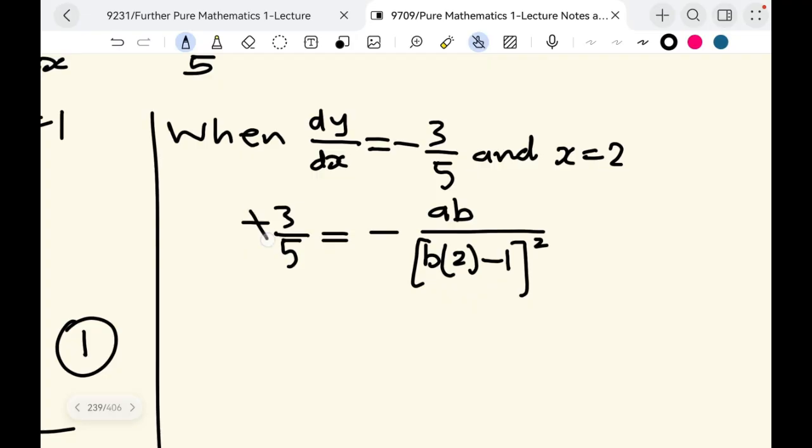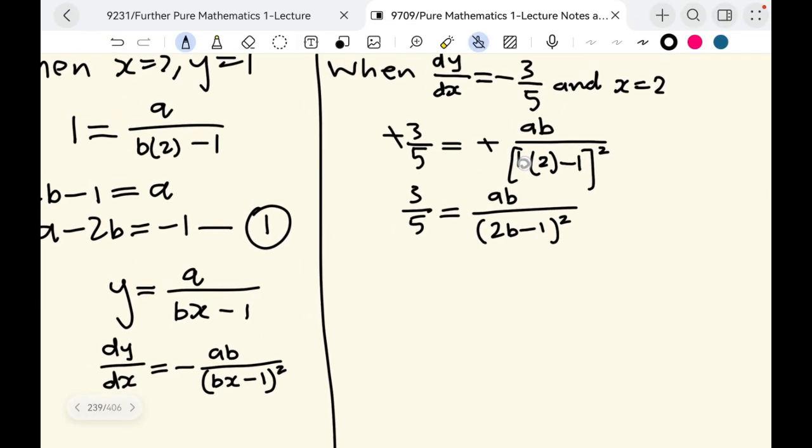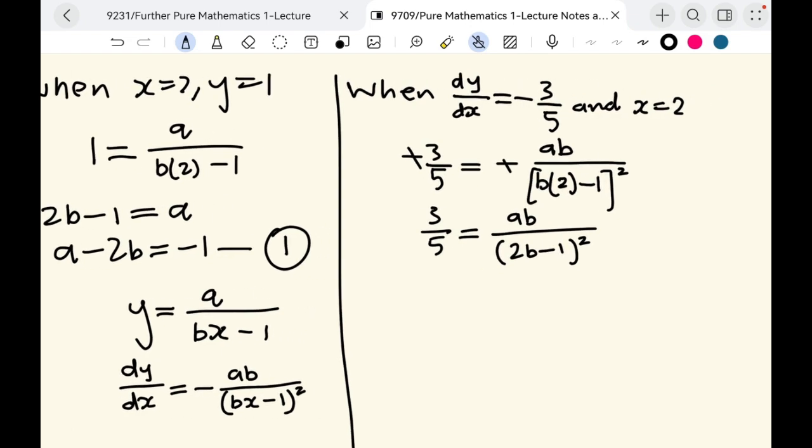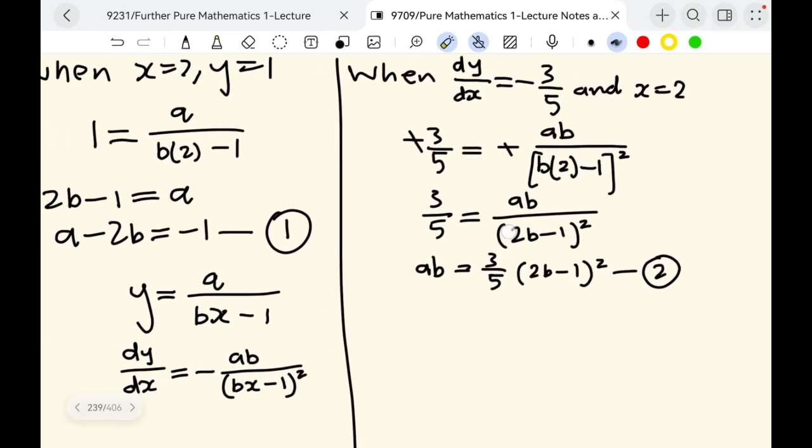Okay, negative can be cancelled out at both sides. What will you get? You will get the (2b minus 1) squared, and you can write it as ab is equal to 3 over 5 (2b minus 1) squared as your second equation. So obviously you must solve it by using the quadratic method. You must get a quadratic equation and solve it for one of the variables.